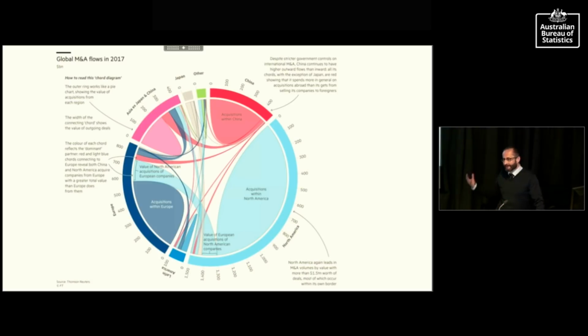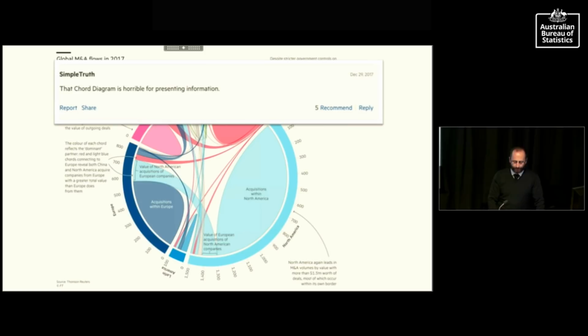So whenever we push something like this out, I'm really looking consciously at how FT readers are going to engage with it, what they're going to say about it. And this one went up, and sure enough, straight away, that chord diagram is horrible. Right? And what's really interesting is, like in true Facebook fashion, people can pile in and like it and recommend it. And so we've got 5 people here agreeing with that commenter. You know, this chord diagram is horrible.